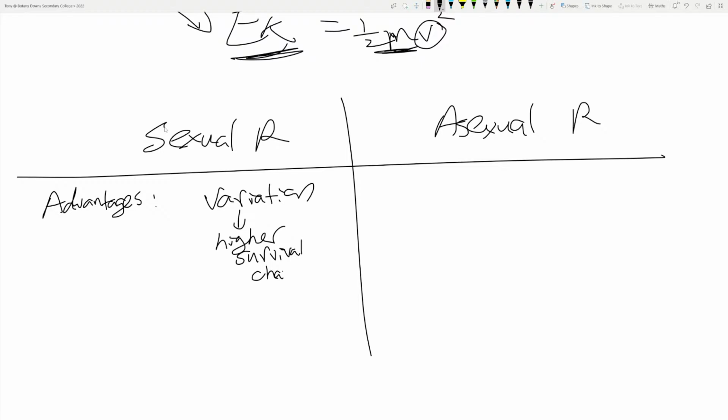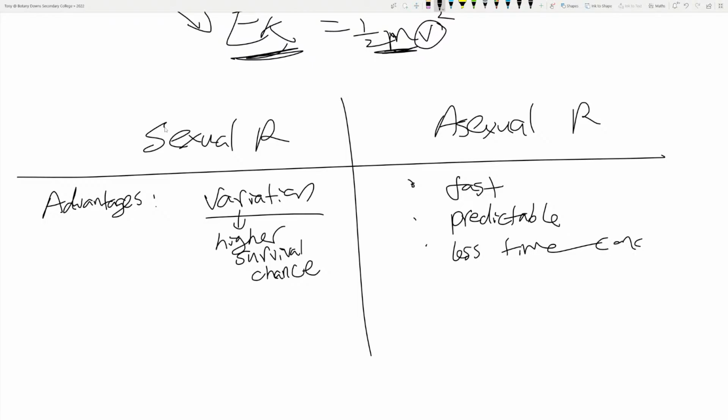If there's a drought, a virus, the temperature gets colder or hotter, flooding, whatnot, having variation means some of those individuals can survive. Asexual reproduction advantages: it's fast, it's predictable, you know exactly what you are going to get, and it's less time consuming because you don't need to find a partner. You also expend less energy.